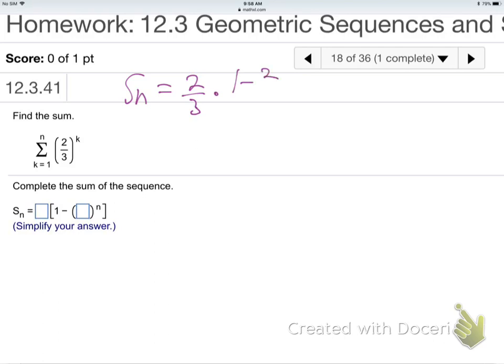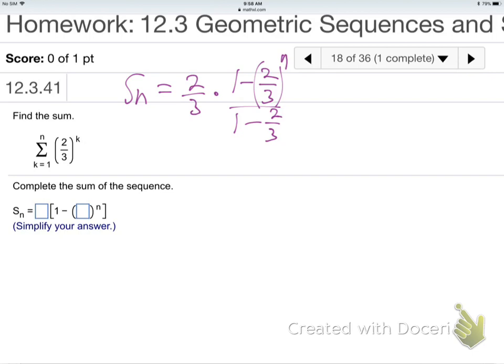It's 1 minus 2/3 to the n. For 1 minus 2/3, we do there. So now, can we do some cleanup? Let me help, because these are kind of hard, and there's a little trickery to get to the end.